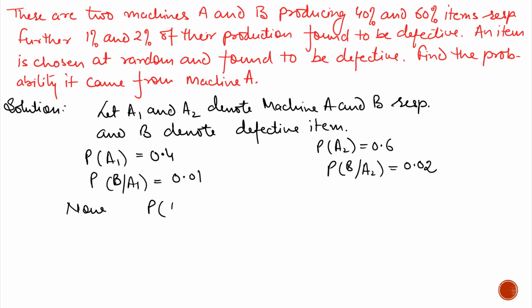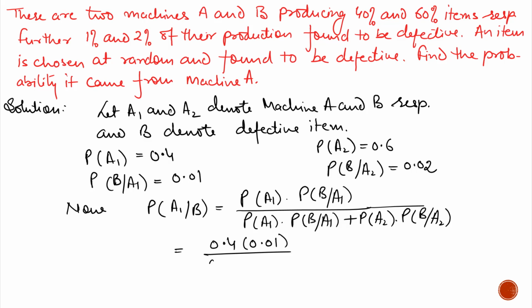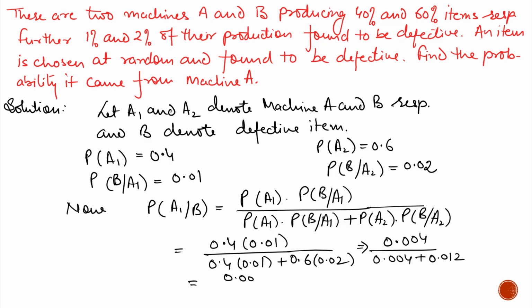So we want to find out probability of A1 by B, which equals probability of A1 into probability of B by A1 divided by probability of A1 into probability of B by A1 plus probability of A2 multiplied by probability of B by A2. Now after inserting the values of probability of A1, probability of A2, probability of B by A1, probability of B by A2, we will get the answer 0.004 divided by 0.016, which equals 1 by 4.